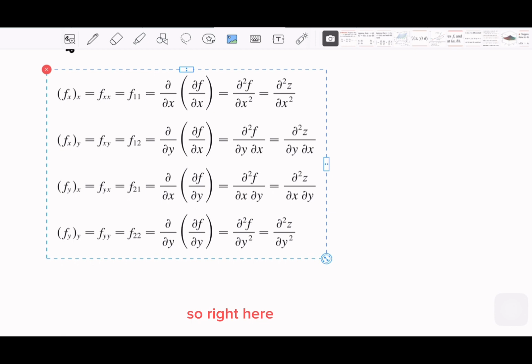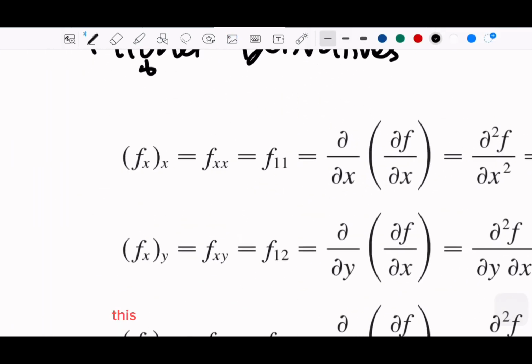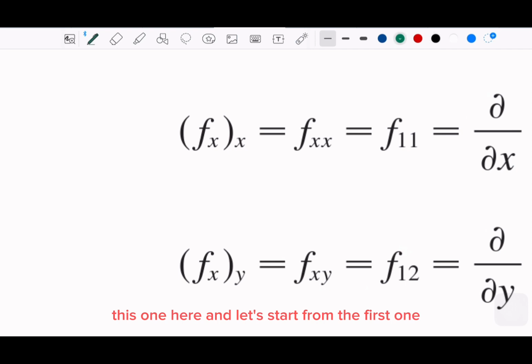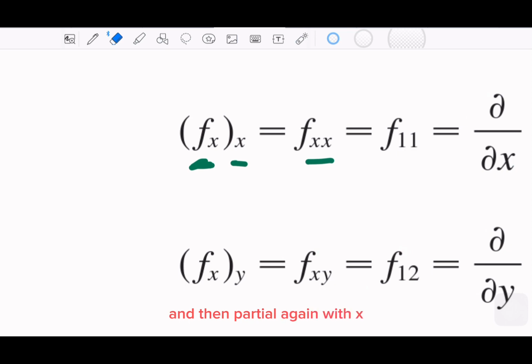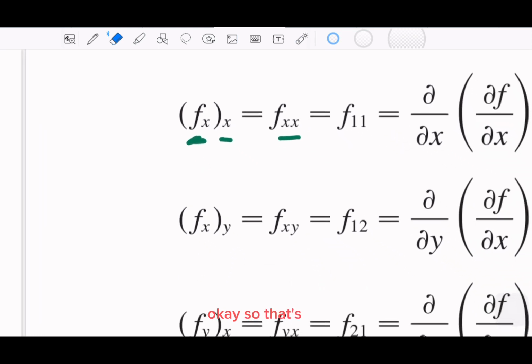So here, let's start from the first one. This one says that we have partial x, and then we partially derive again with x. So we say partial x, x. This means that we take the partial first with x, and then partial again with x. But you can have two pathways, right? x or y. So x, x or xy, or yx or yy. So that's xx.